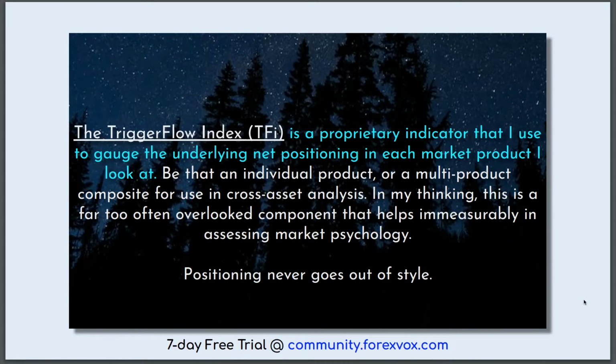As I like to do in these introductory videos, I'd like to just go over again the trigger flow index and what it is. It goes by the acronym TFI, and it is a proprietary indicator that I use to gauge the underlying net positioning in each market product that I look at. Be that an individual product, such as these cryptocurrencies we're going to be looking at today, or a multi-product composite for use in cross-asset analysis. In my thinking, this is a far too often overlooked component that helps immeasurably in assessing market psychology. Positioning never goes out of style in my thinking.